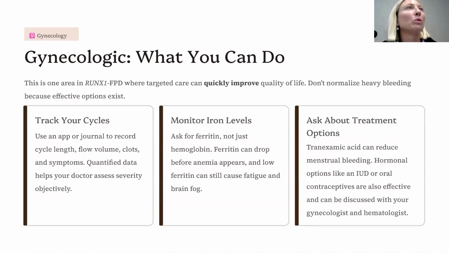But this is really treatable, really manageable. You can track your cycles, your symptoms. You can monitor your ferritin, which basically allows you to measure how much iron stores you have. And then there are medicines you can take. So there are treatments, which Leah mentioned earlier, tranexamic acid, but commonly what's used is hormonal therapies. And you can work with your gynecologist to define what's the best option for you. Again, you have to be an advocate and you have to kind of explain, right, what you have and what RUNX1 FPD causes and the importance.